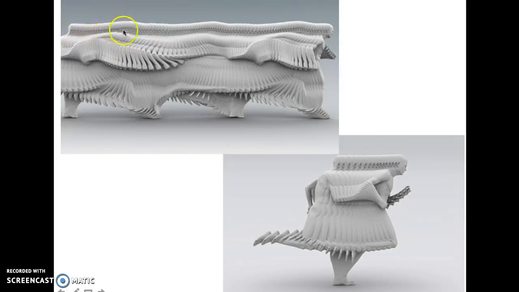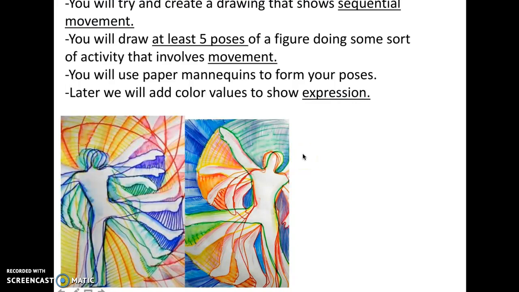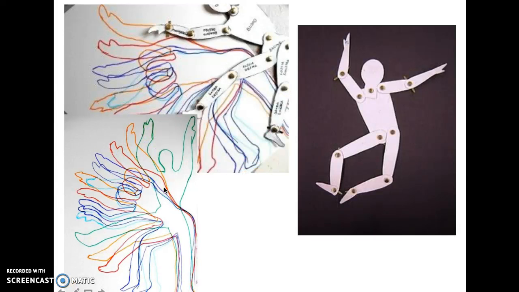This one right here is very complex. It has maybe 100 poses to create this one motion of running. So what we're going to try and do is create a drawing that shows sequential movement. We're going to draw at least 5 poses of a figure, that means a person, doing some sort of activity that involves movement. You will use something called a paper mannequin to form your poses. And then later we'll talk about what colors we're going to add to show some expression and movement, just like these two works of art down here.